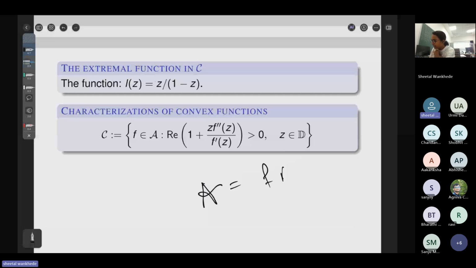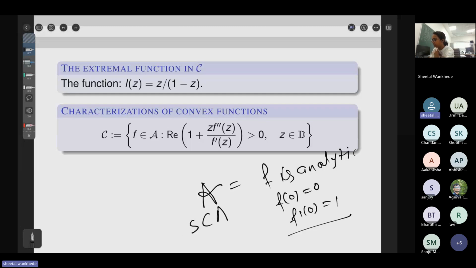That means f is analytic, simple, and f of 0 is equal to 0, f dash of 0 equal to 1. Only this condition. S is not univalent, a subclass of A. Then that will come inside that.